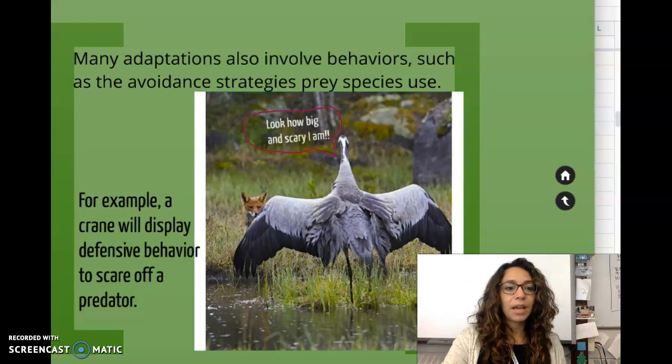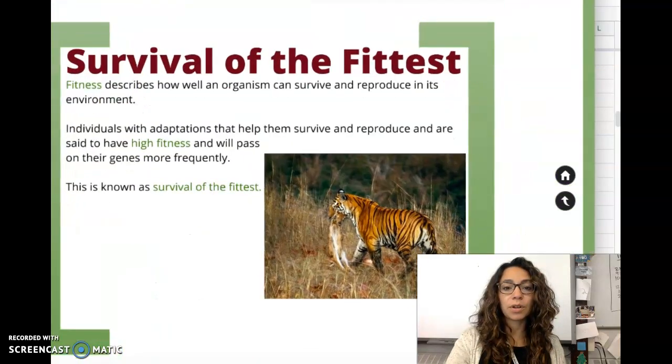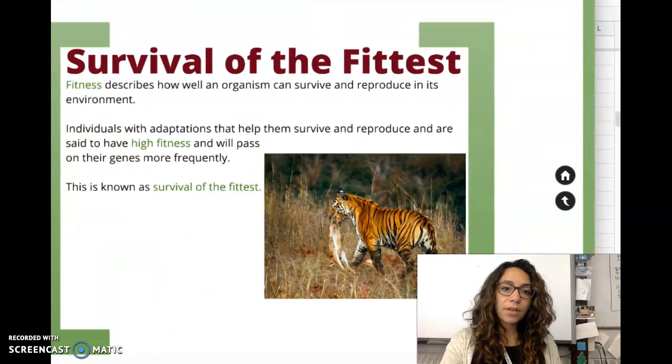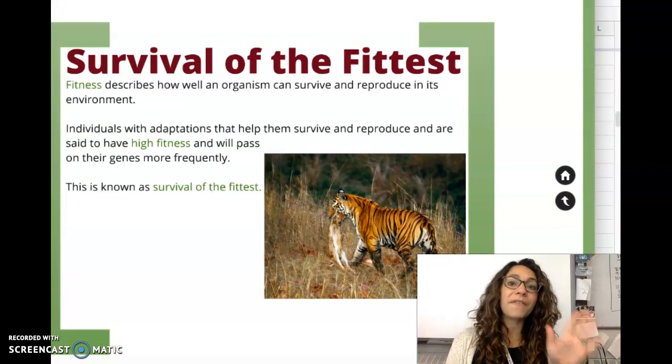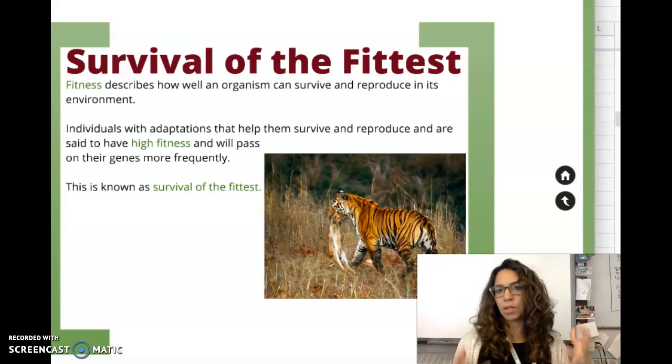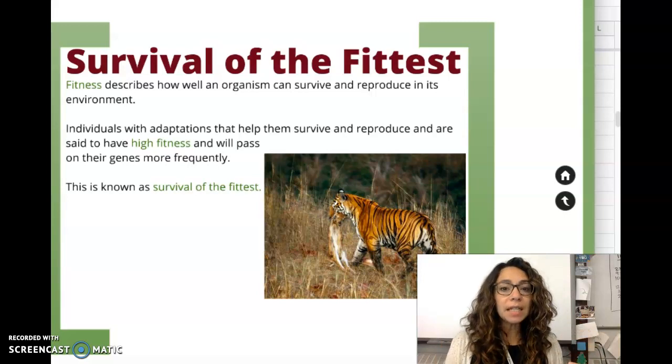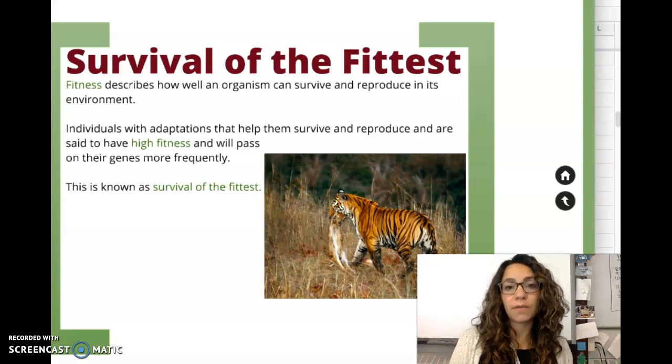All right, so now let's look at the last condition needed for natural selection to occur. This is called survival of the fittest. First, let's talk about what fitness means. It doesn't mean physically fit, like what you think if you're going to the gym and you're strong and active. Fitness describes how well an organism can survive and reproduce in its environment.